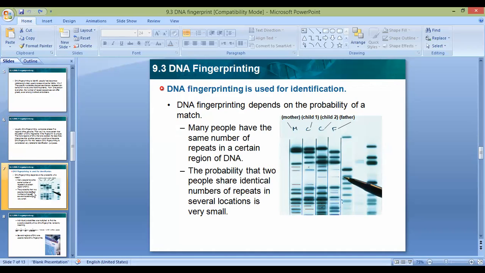That's why DNA fingerprinting depends on the probability of a match. We go back and say that many people have the same number of repeats in a certain region. Okay? You and your friend might by chance have the same number of repeats at this exact location. But the probability that two people share an identical number of repeats in several locations is very small. It's very rare that someone has the same repeats on more than 5 locations, or on all the locations. Okay?